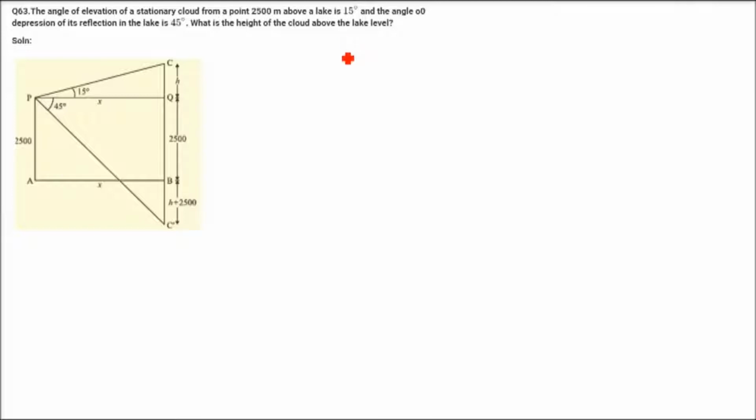So what we have to do here is, first of all, understand that if this is a lake, then the stationary cloud is observed from a point which is 2500 above the lake. So this is 2500. Here is a cloud. Now please understand that the reflection will always be at the same distance. So this distance will be the same as this distance. This is the only concept in this question. This distance has to be equal to this distance, because the reflection will always be equal. So here is the reflection of the cloud.